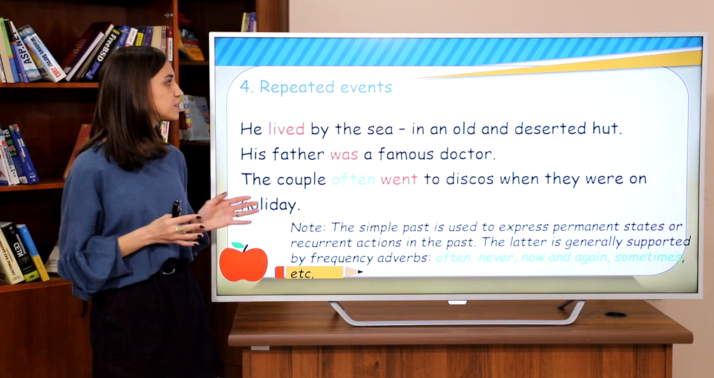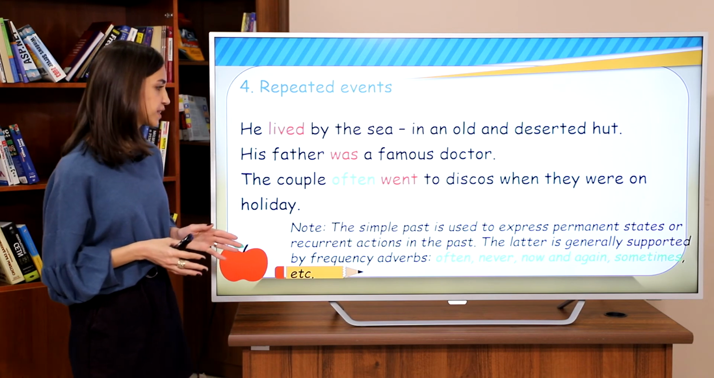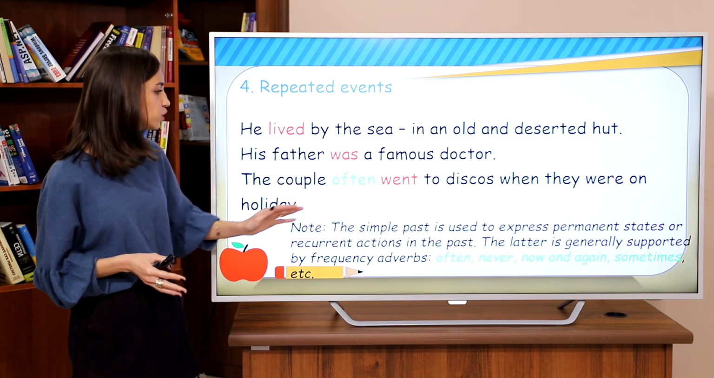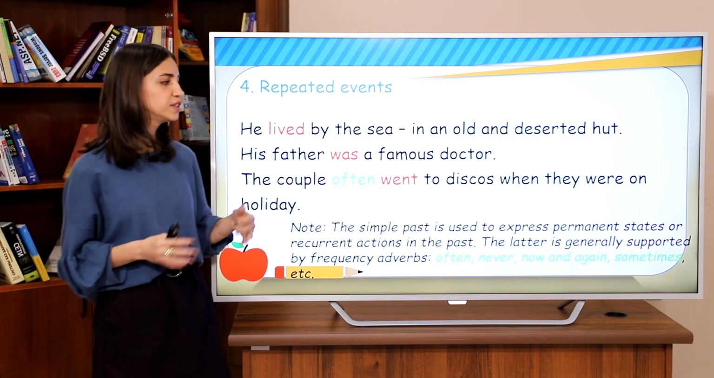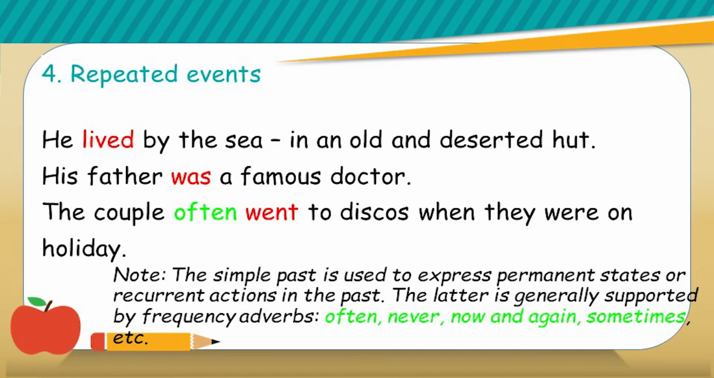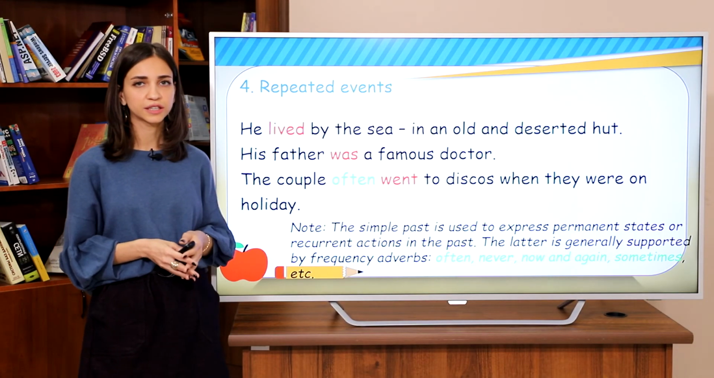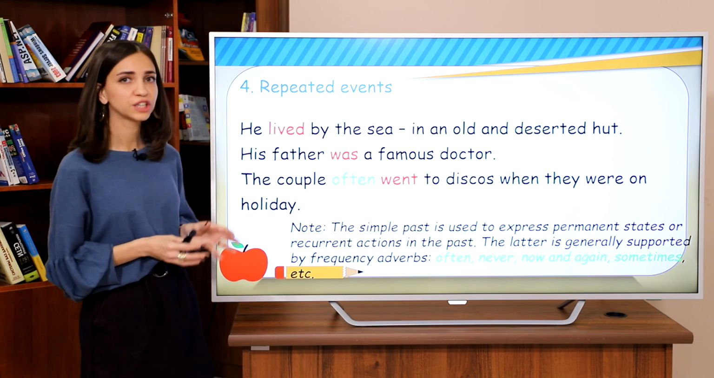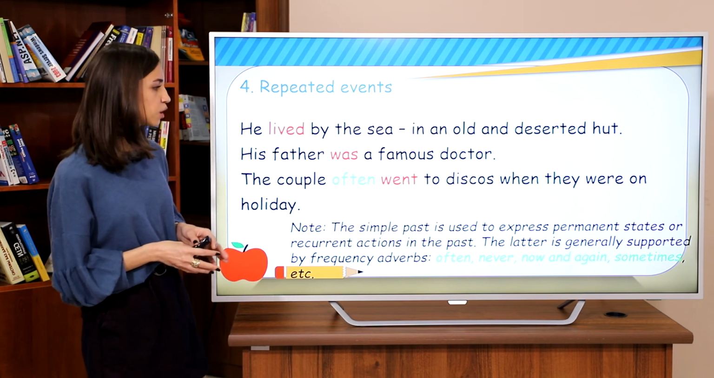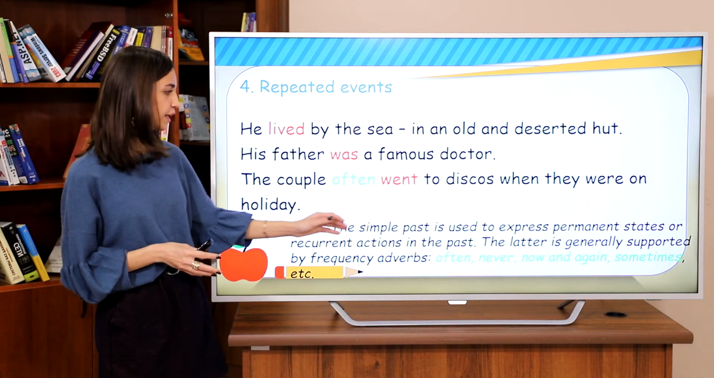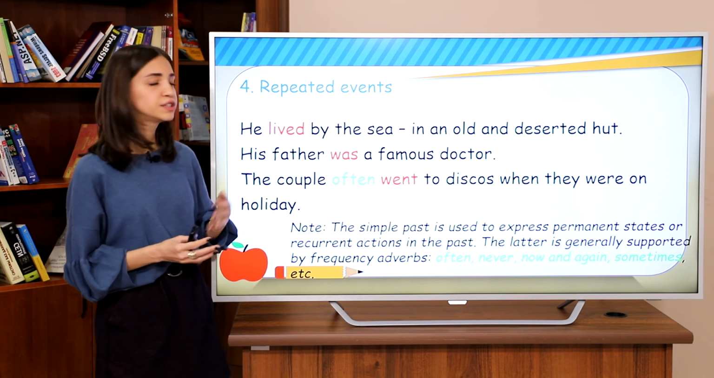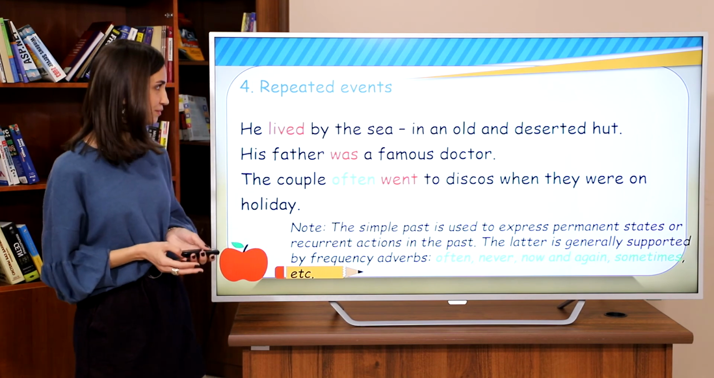We can say that simple past shows repeated events, and when it shows repeated events, here we are using a lot of words like often, never, now and again, sometimes, etc. Look at the examples, please. Այսպիսով կարող ենք ասել, որ անգլերենում անցյալ անորոշը կարող է ցույց տալ կրկնվող երևույթներ, իրադարձություններ, որը կարող է օգտագործվել հետևյալ բառերի հետ. Հաճախ, երբեք, այժմ եւ միշտ, երբեմն եւ այլն.